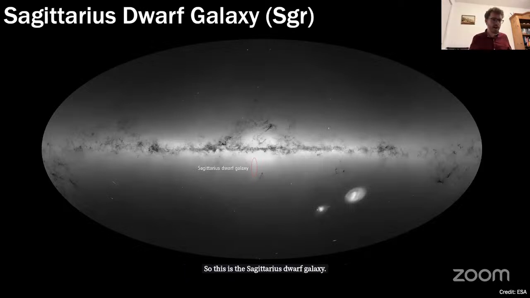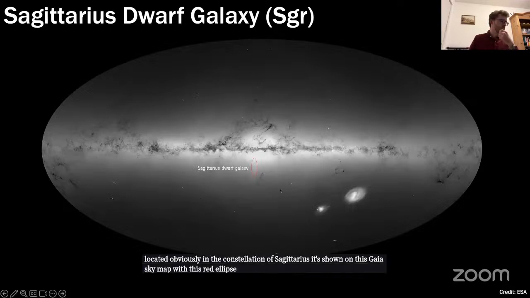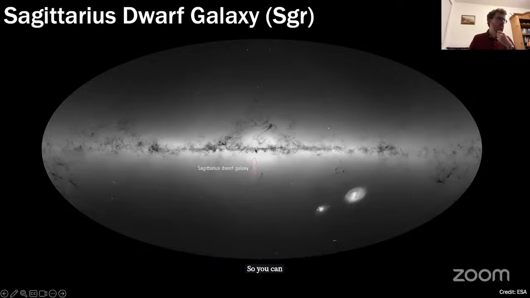The Sagittarius Dwarf Galaxy, or Sag as it's usually called, is located, obviously, in the constellation of Sagittarius. It's shown on this Gaia sky map with this red ellipse. You can just about make it out in this; you may be able to see a slightly brighter patch here. It's this elongated structure that runs perpendicular to the plane of the galaxy behind the galactic center. So it's on the far side of the galaxy from us.